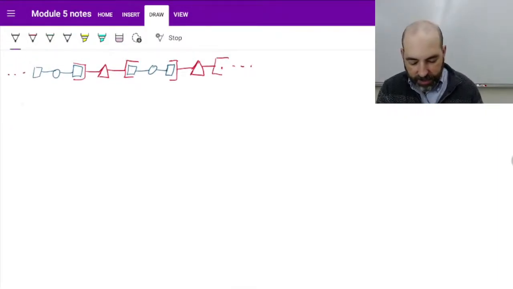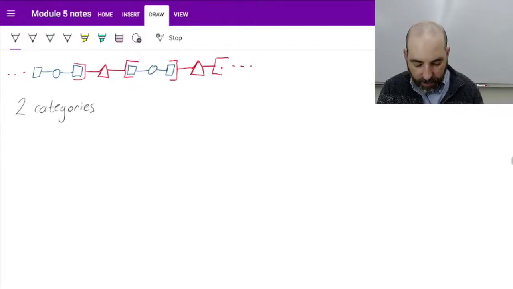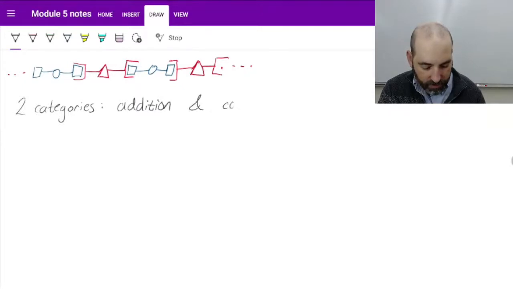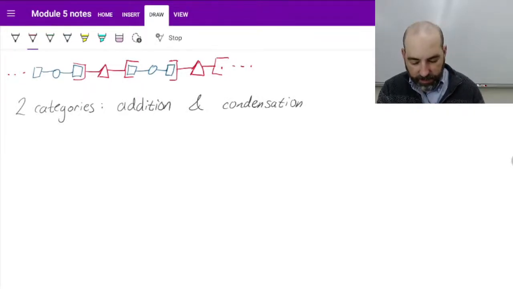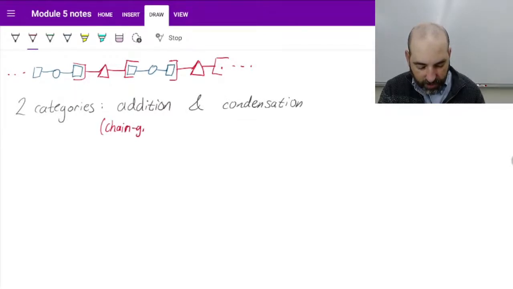All right, so we're going to look at two broad categories of polymers: addition polymers and condensation polymers. Some other names you might hear for these: addition polymers are known as chain growth polymers, and condensation polymers are known as step growth polymers.